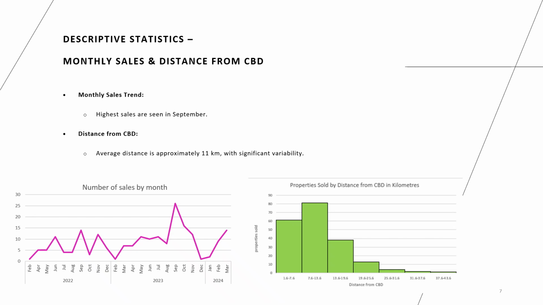Now, this slide examines two aspects of the market. The line graph shows that sales peak in September. This indicates there are seasonal trends. Meanwhile, the distance data indicates that on average, properties are located about 11 kilometres from the CBD, though there is considerable variation, highlighting the geographic diversity of the properties.